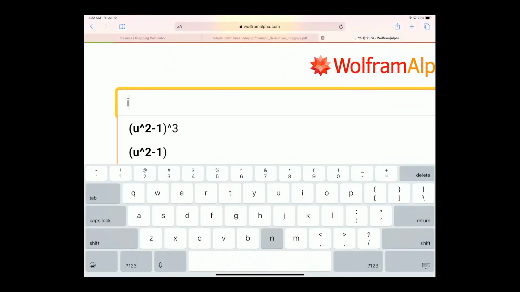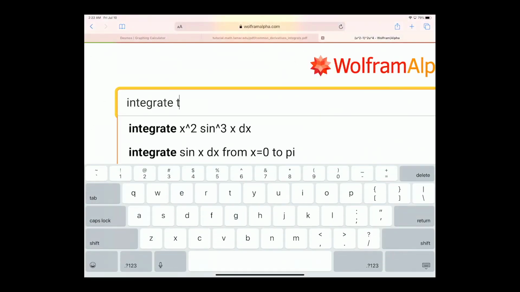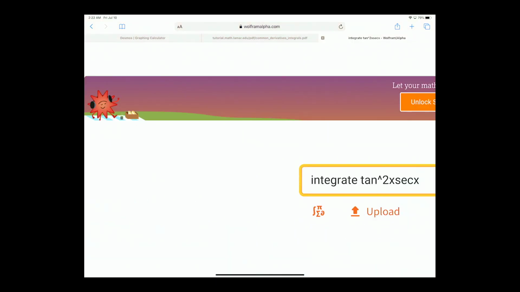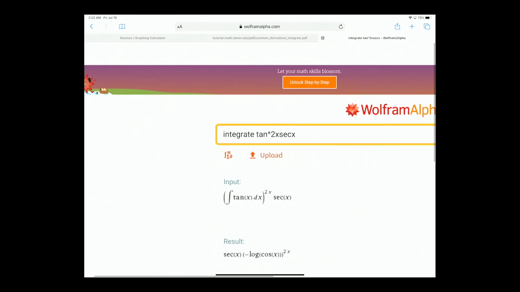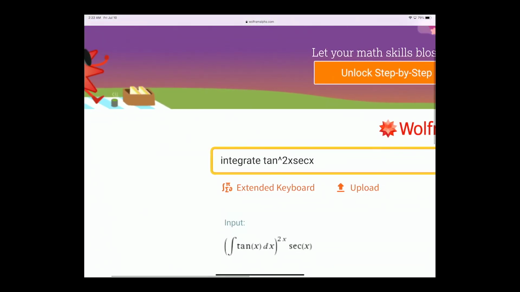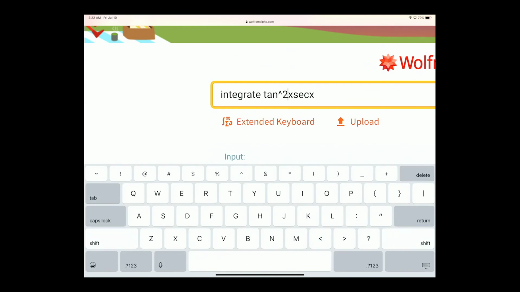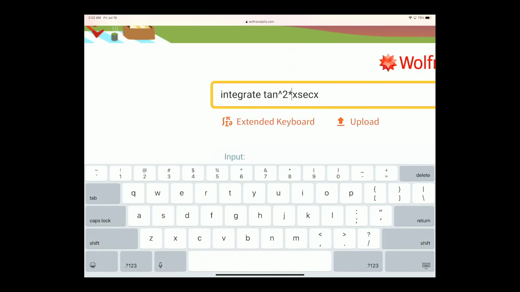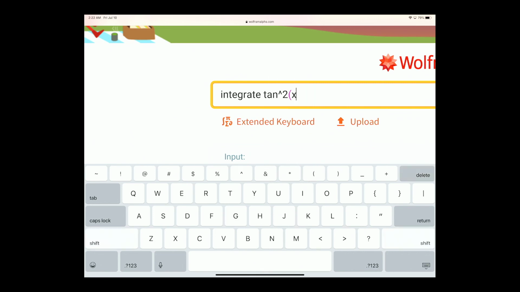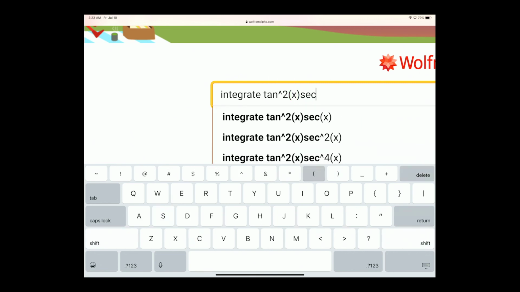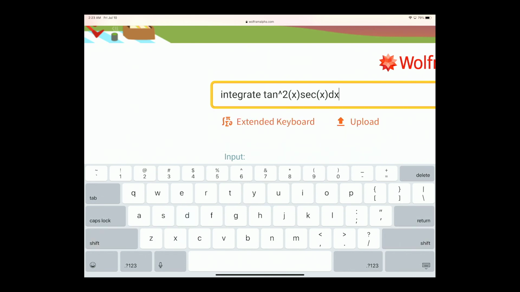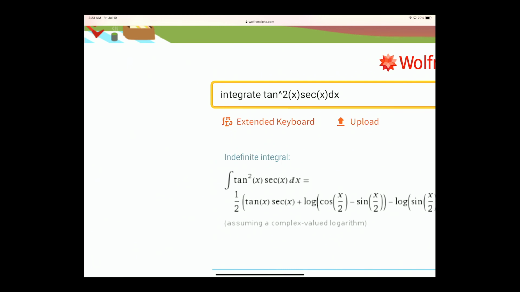Go here. Integrate tangent squared x secant x. It knows what I want. It knows me so well. No, it doesn't. That's not what I wanted, Wolfram. You made me a liar. Put the cursor in the right place. Okay, it'll get it right now. All right, that's the one.